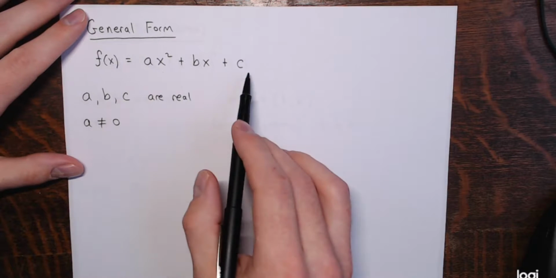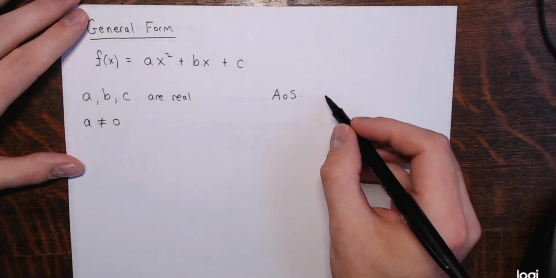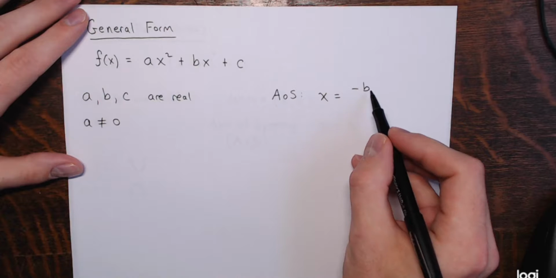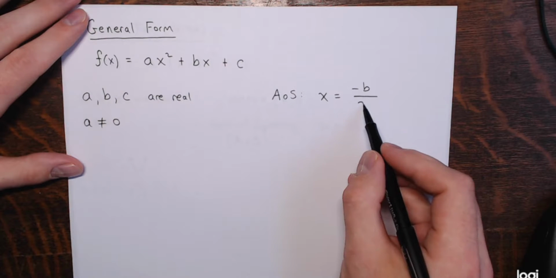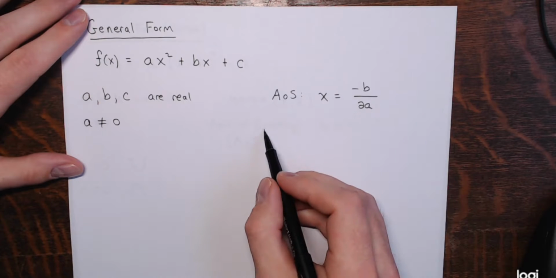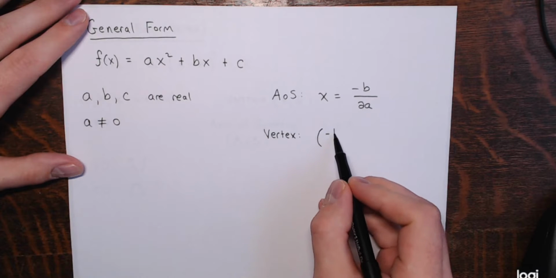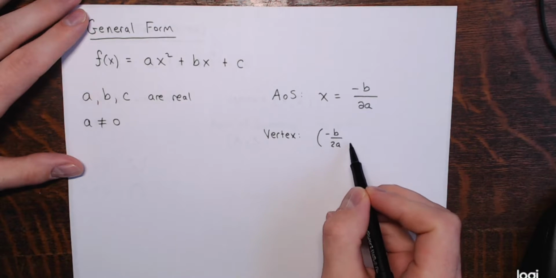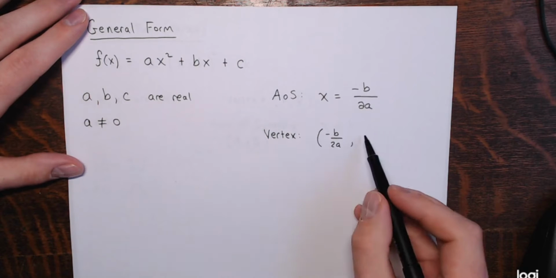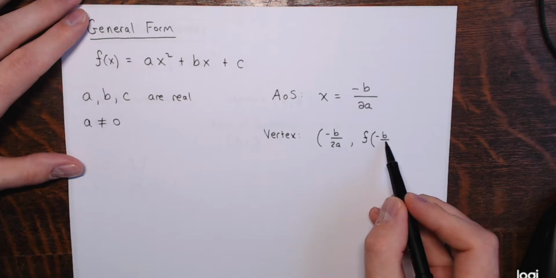And when it was in general form, the axis of symmetry was easily found. It was x equals the opposite of b divided by 2 times a. And then once you knew this, you could find the vertex pretty easily. It was the opposite of b over 2a for the x coordinate, and then you just simply plug that in for x and get the y coordinate. So the y coordinate would be f of this negative b over 2a value.